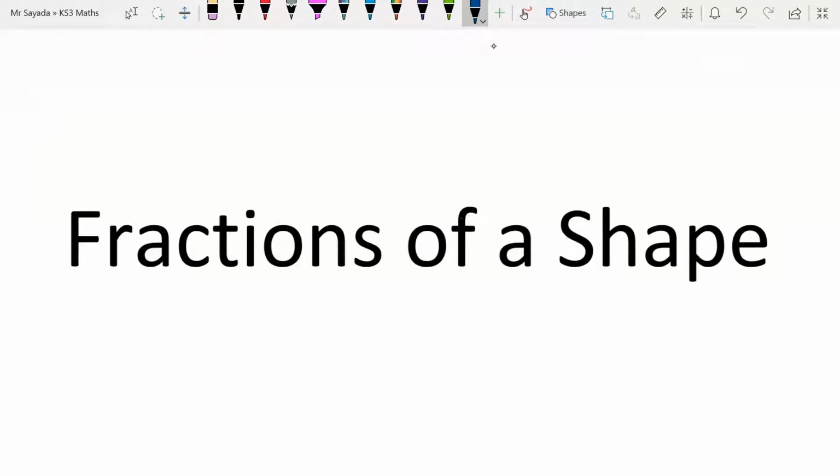In this video, we're going to have a look at fractions as parts of a shape. So we're going to look at shapes which have been split into equal parts or non-equal parts and understand the link between that and fractions in order to picture what fractions actually are.